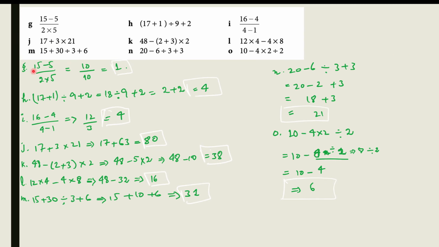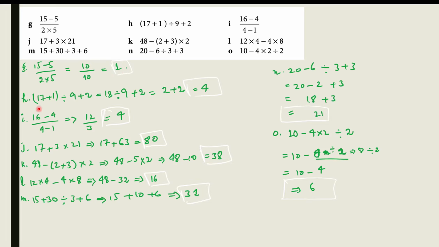Next part, we have 15 minus 5 over 2 multiplied by 5. A fraction bar means we divide the top by the bottom, but we must first simplify the top and bottom separately. So the top is 15 minus 5, which becomes 10, and 2 multiplied by 5 is equal to 10. Then 10 divided by 10 is equal to 1.